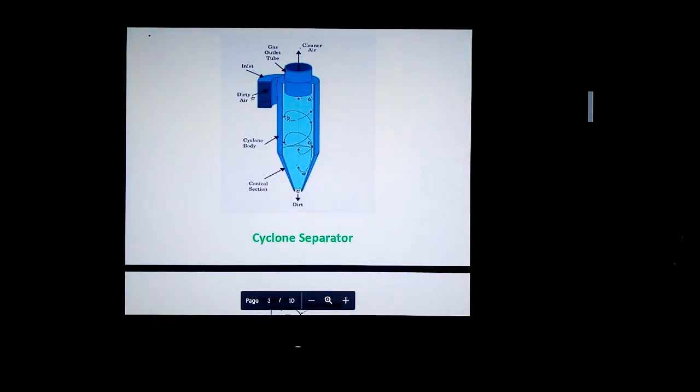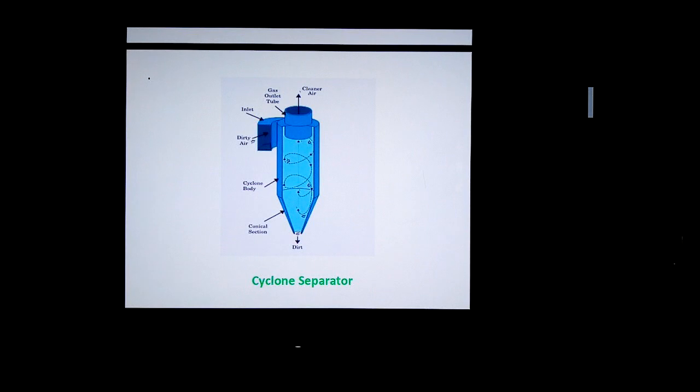The second device we are going to learn is cyclone separator. It consists of a conical container called a cyclone. Air flows in a spiral pattern in this container. Larger, denser particles in the rotating airstream strike the outside wall, falling then to the bottom of the cyclone where they can be removed.